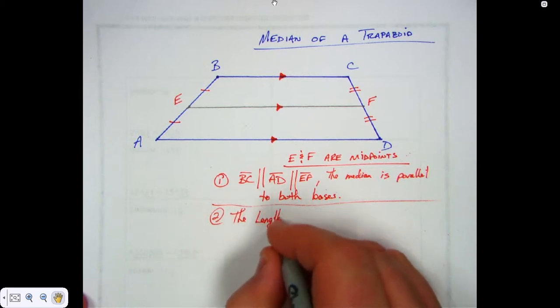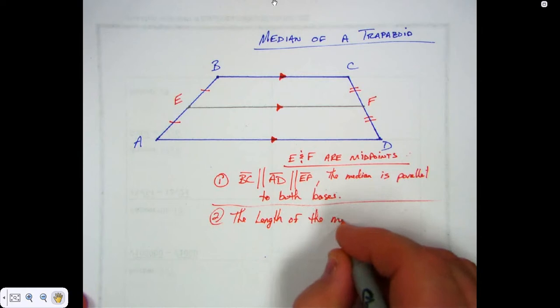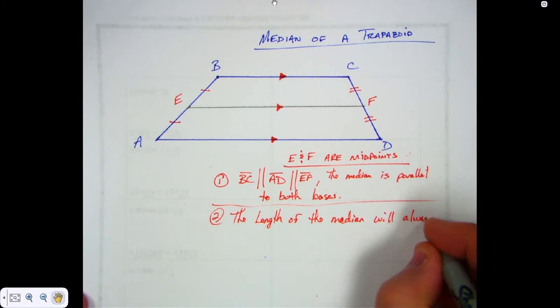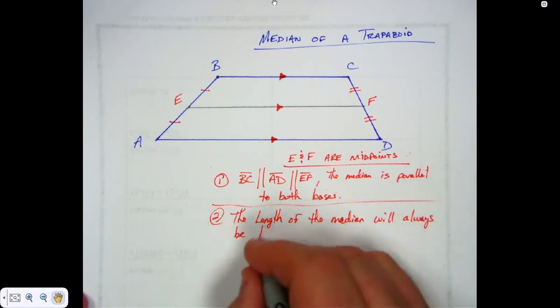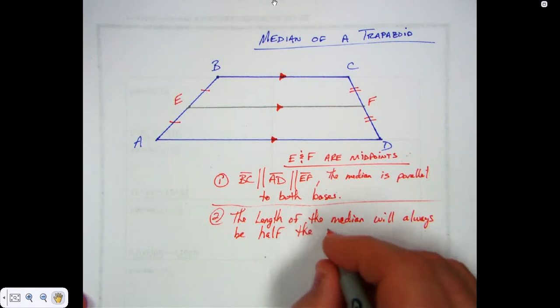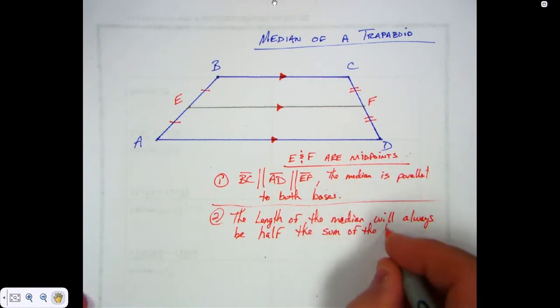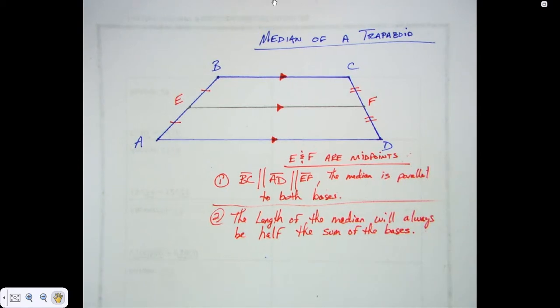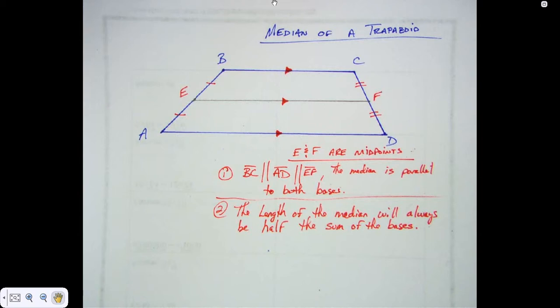The length of the median will always be half the sum of the bases. I want you guys to see if you could write that out as an equation with this picture. The length of the median is always equal to half the sum of the bases.